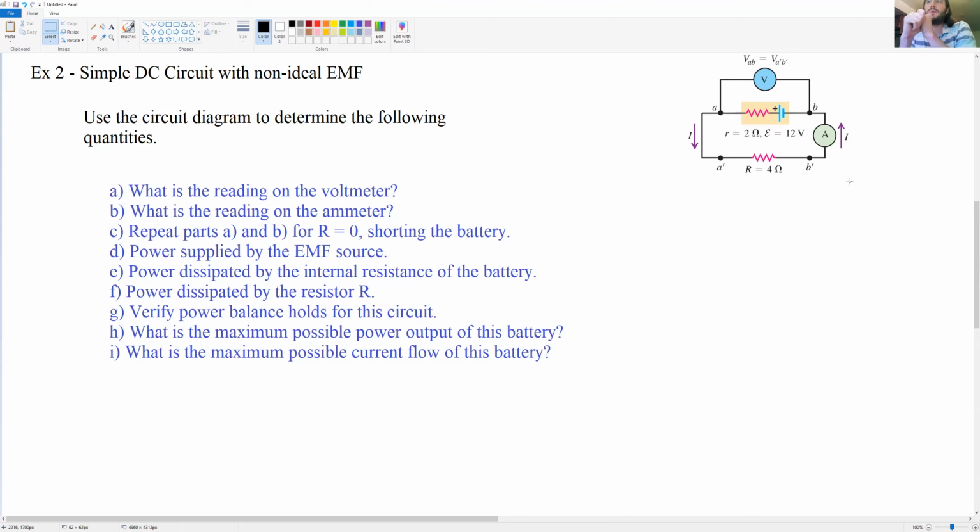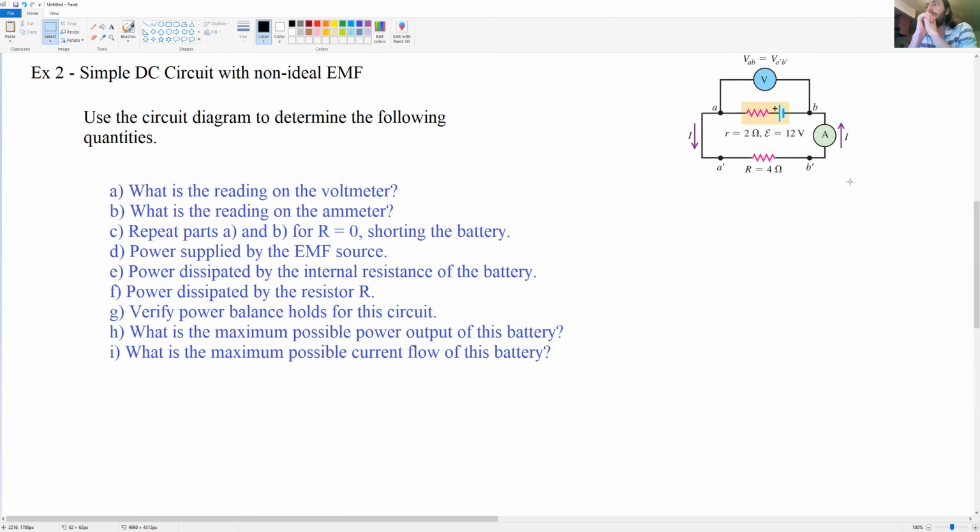So here we have a simple DC circuit. And it really is a simple DC circuit because a lot of the elements that we have in here are just measuring devices, right? We just have a voltmeter and we have an ammeter, right, to measure the current and measure the voltage. So use the circuit diagram to determine the following. This is a problem I took from the book, but I modified it. I added in some extra parts to it.